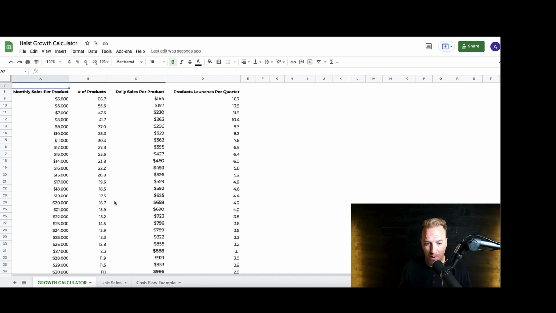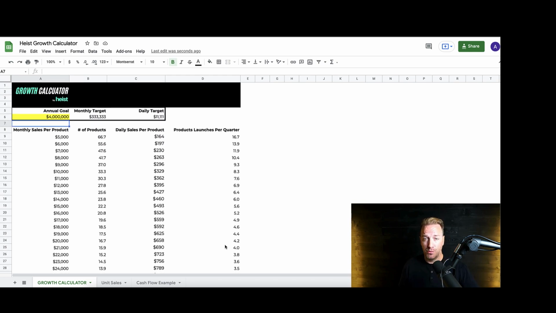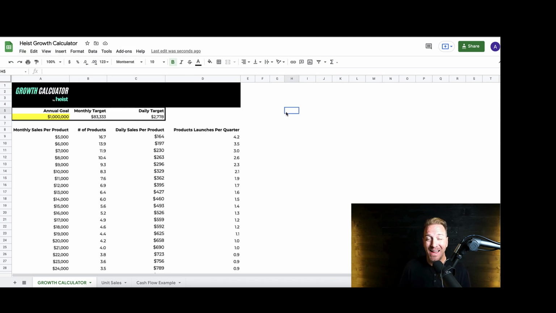So if you want to be running lean and have fewer products to do a $30,000 a month amount, you need to be running 11 of those products, launching 2.8 of them per quarter to achieve that. So this is just a really cool little calculator that you can use to calculate various goals. If you want to edit this and do customizations, just go down here to File and then make a copy and then save your own copy that you can edit. You will not have edit access to this particular file.